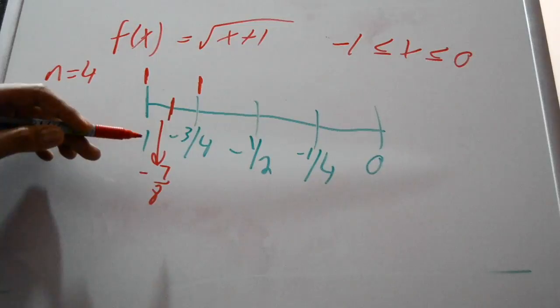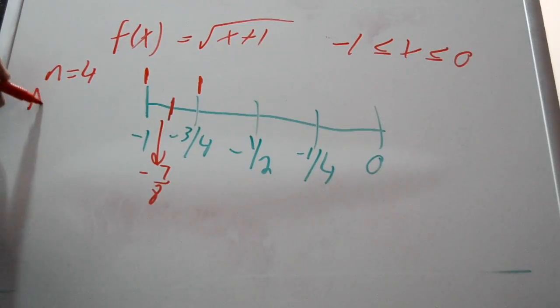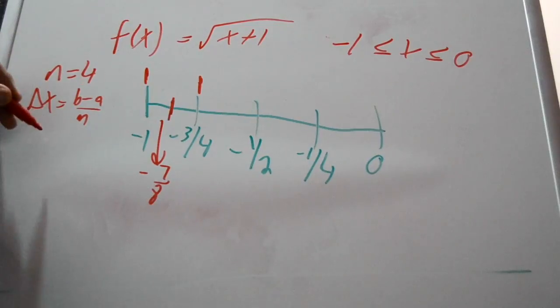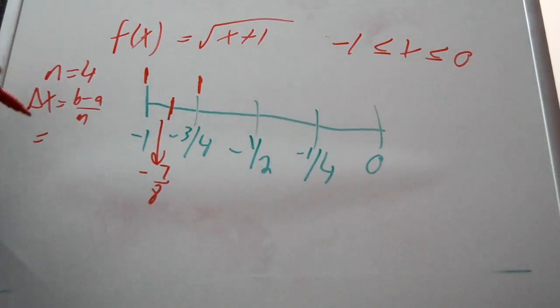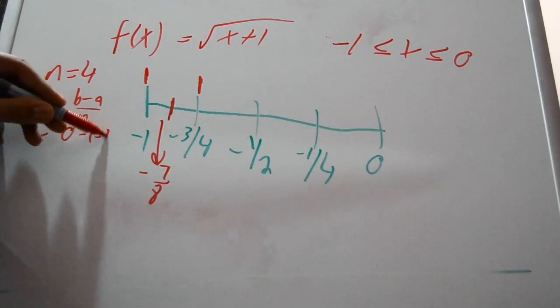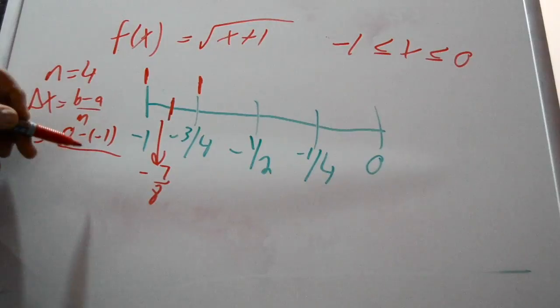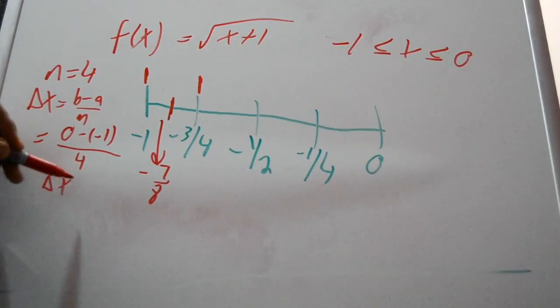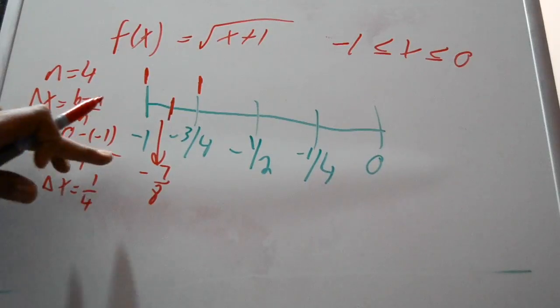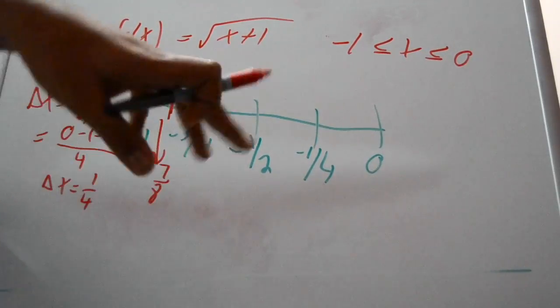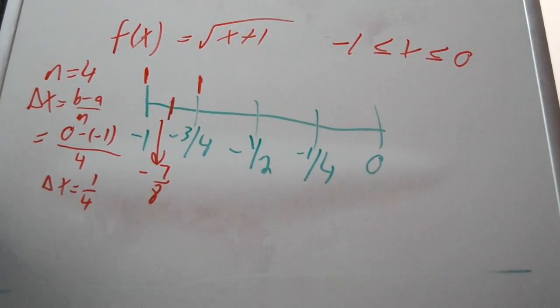We know our intervals are correct because we can calculate the change in x, b minus a over n. Our b is equal to 0, the upper limit, which is usually the bigger number. The lower one is negative 1, divided by the number of intervals, which is 4. That becomes positive, and change in x is equal to 1/4, which is consistent since we go from negative 1 to negative 3/4. We're going by 1/4 every single time.